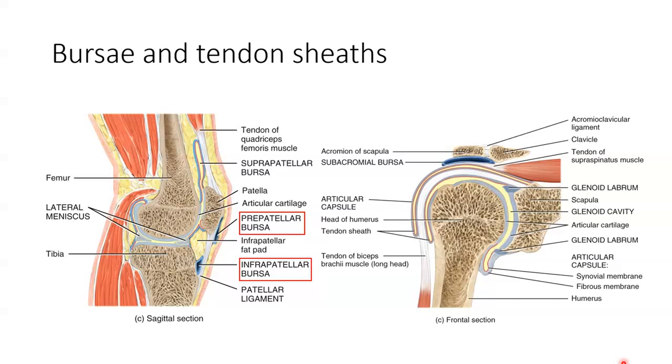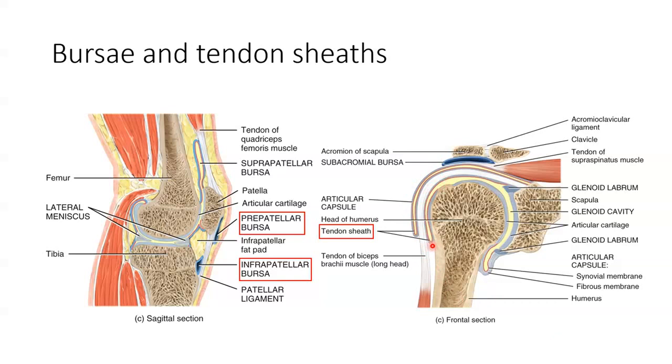Bursa consist of an outer fibrous membrane filled with a small amount of fluid. Structures called tendon sheaths then work to reduce friction at joints. Tendon sheaths, or sometimes synovial sheaths, are tube-like bursa. So you've got one side of the tube here and the other side here.